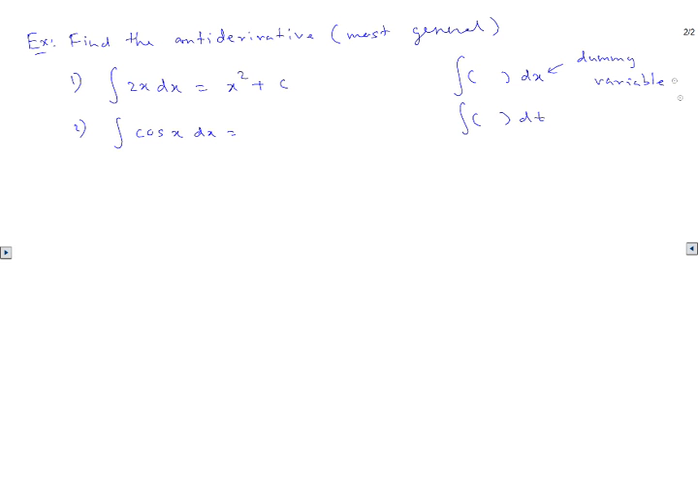So okay, cosine x. What function has the derivative cosine x? That is simply sine x. Okay, so it's sine x plus C.